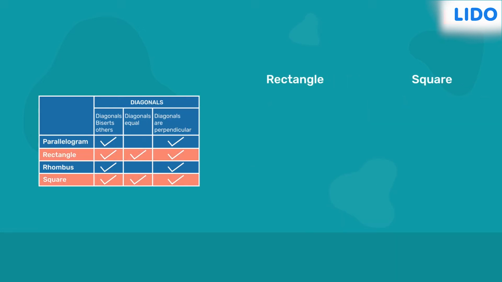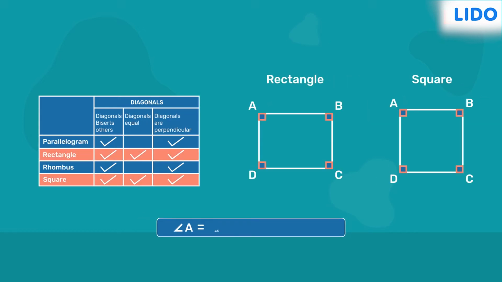Now in rectangles and squares, all angles are right angles, which means all angles are equal. We also know that adjacent angles in rectangles and squares are supplementary.